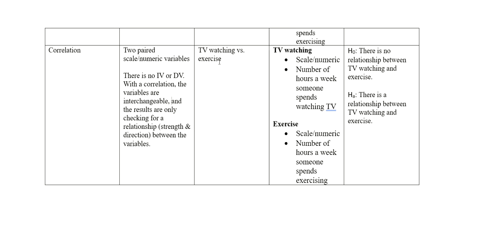So we're going to use TV watching and exercise, which once again are those scale numeric variables, right? So TV watching, scale numeric, number of hours a week someone spends watching TV, and exercise, number of hours a week someone spends exercising. Our null is that there is no relationship between TV watching and exercise, and our alternative is that there is a relationship. Now we can switch the order. It has no value, no meaning. We could say there is no relationship between exercise and TV watching. It's the same thing as saying there is no relationship between TV watching and exercise. Exact same, doesn't matter. Where it does matter though is with the linear regression.